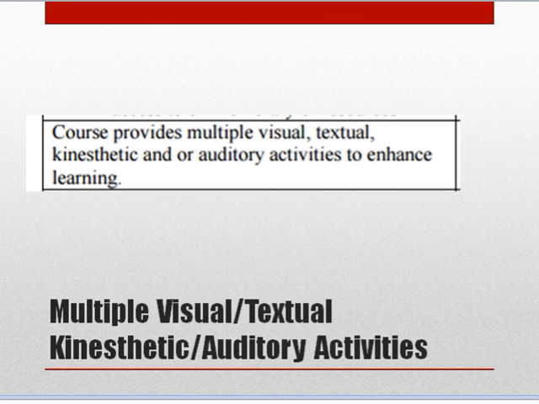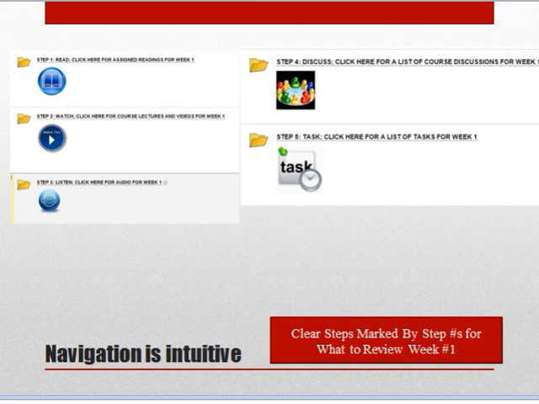The course provides multiple visual, textual, kinesthetic, and/or auditory activities to enhance learning. Each week, students read, watch, listen, discuss, and do tasks. For example, students may read an article and then listen to an audio interview of participants in the reading. They are then asked to compare what is different between the audio interviews and the reading.